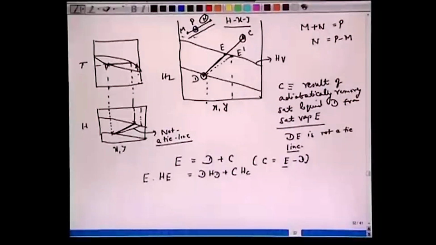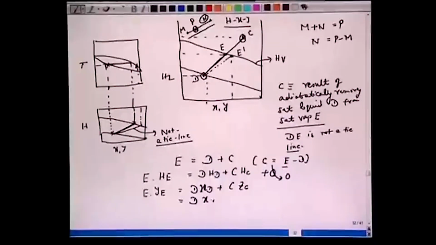Alright, so these are the respective enthalpies of E and D here. All we have done is just apply an energy balance. We can say it's adiabatic mixing, so the heat term is 0 here. We can also make a species balance: y_E E equals D x_D plus C z_C. We can always arrange this as D x_D plus (E minus D) z_C.